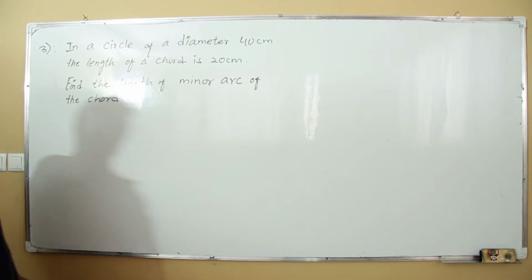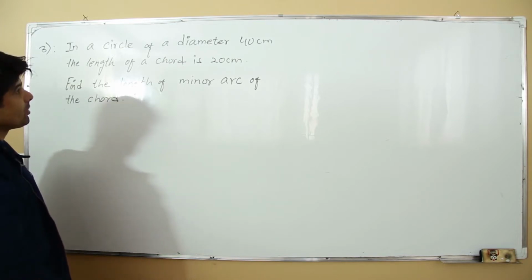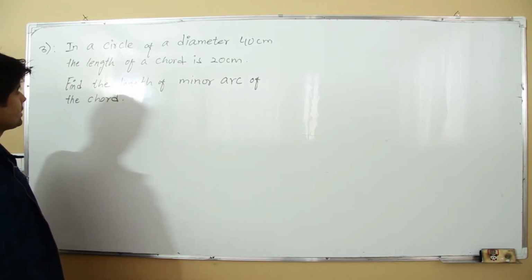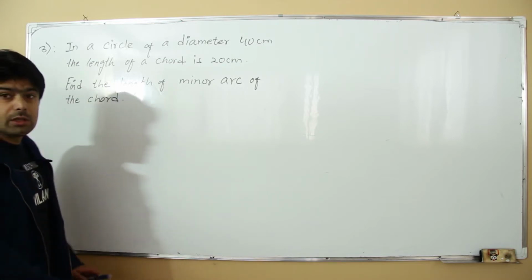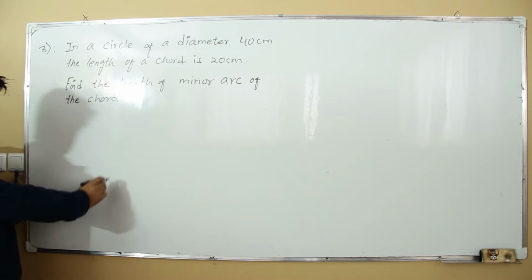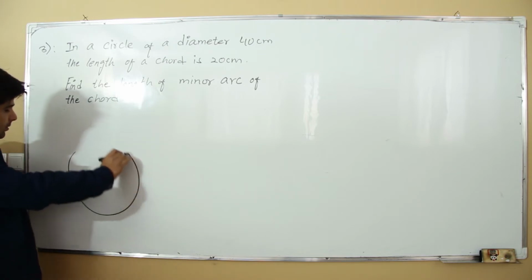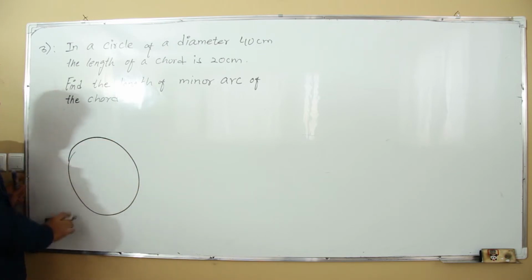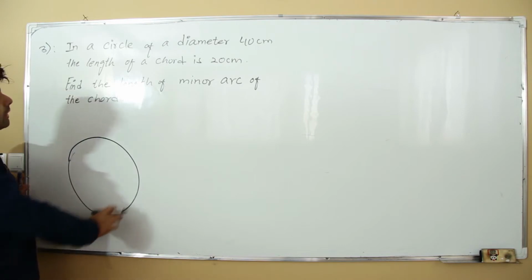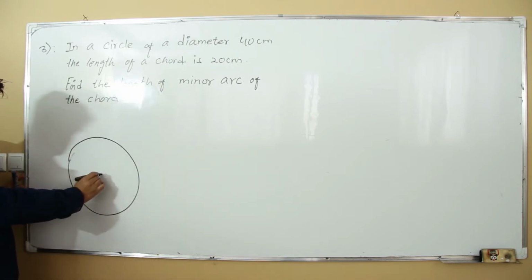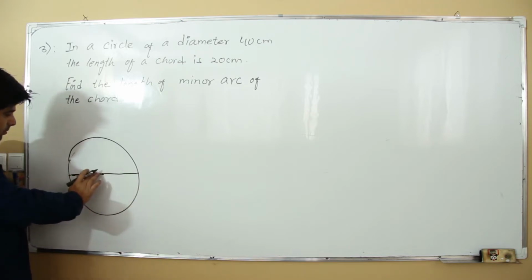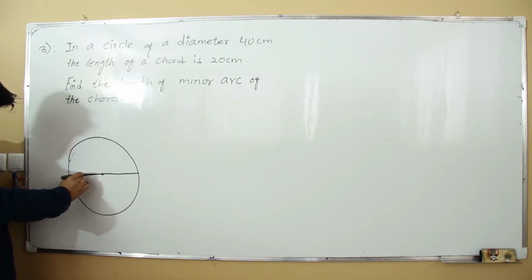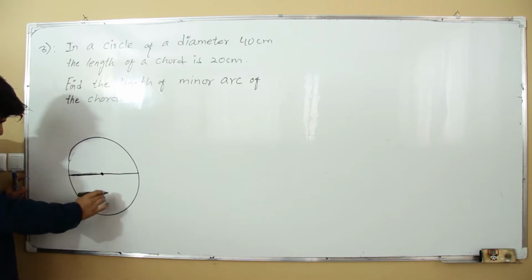Question number 3. In a circle of a diameter 40 centimeter, the length of a curve is 20 centimeter. Find the length of minor arc of the curve. What does it mean? Suppose this is a circle in which the diameter is given. This is our diameter. Am I right or not? Yes. It is 40 centimeter.